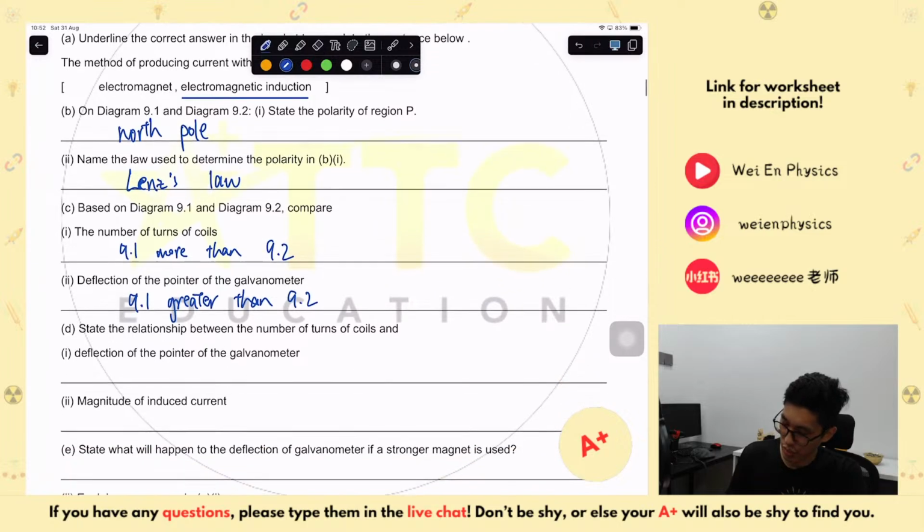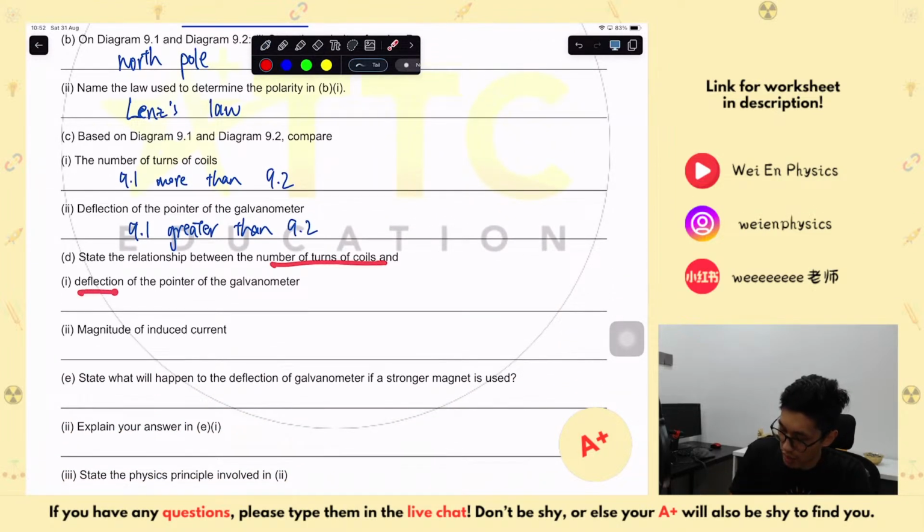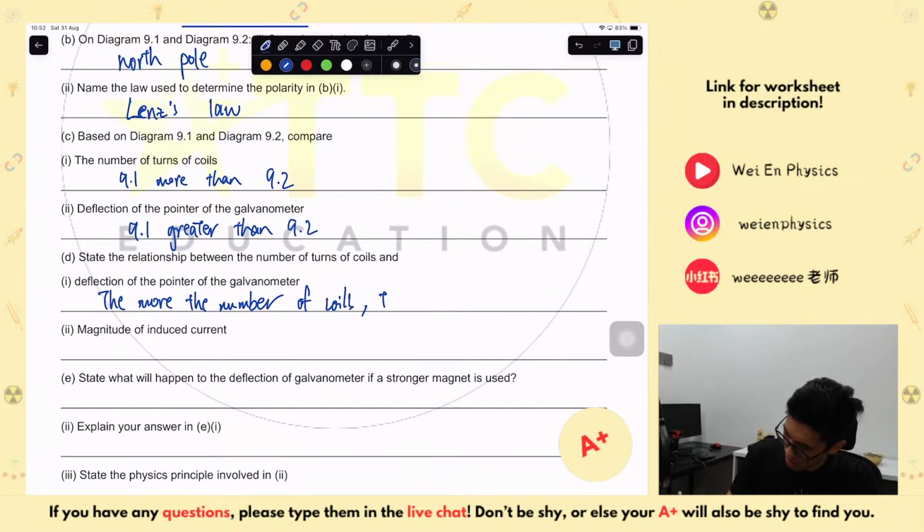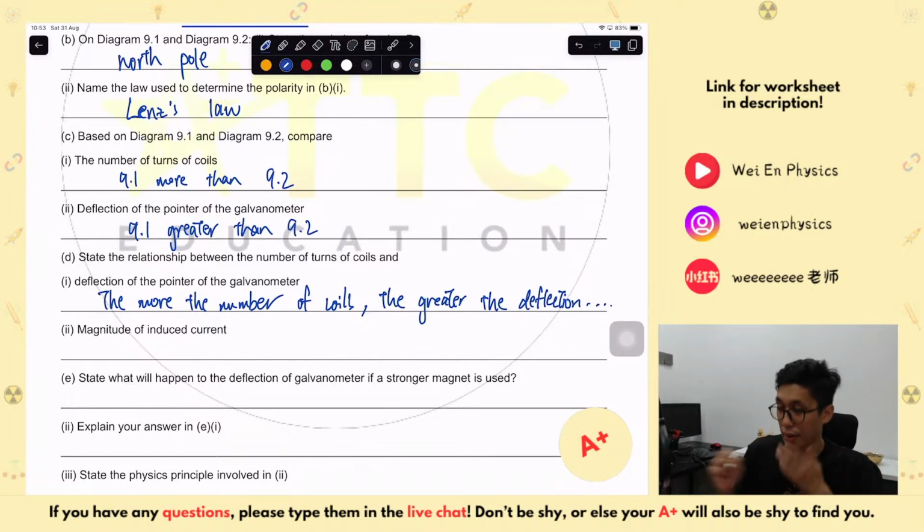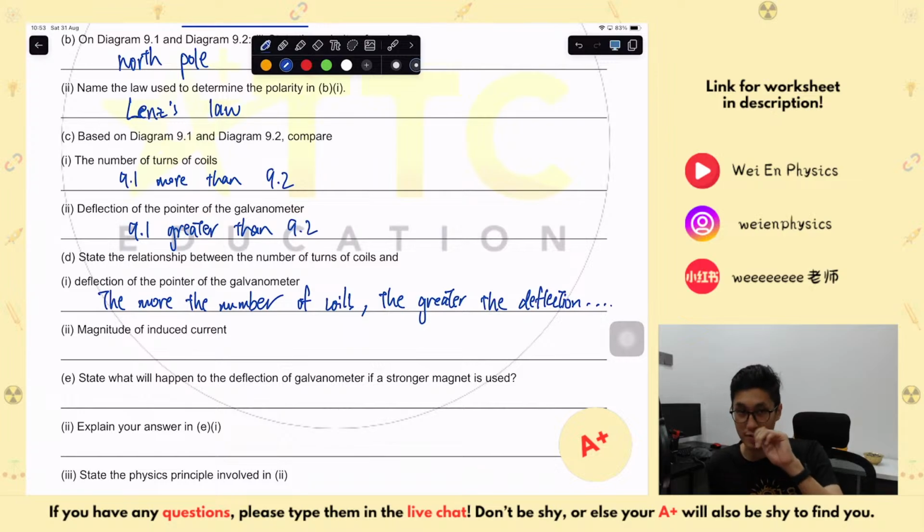Okay, so what's the relationship between the number of coils and the deflection? Since 9.1 has more coils and 9.1 has greater deflection, we can say the more the number of coils, the greater the deflection of the pointer of the galvanometer. Okay, the greater the deflection of the pointer of the galvanometer.